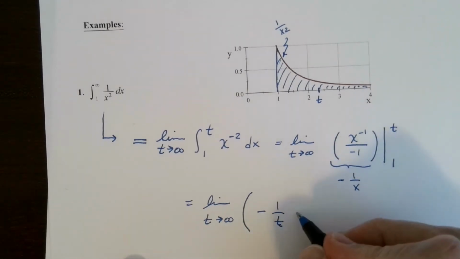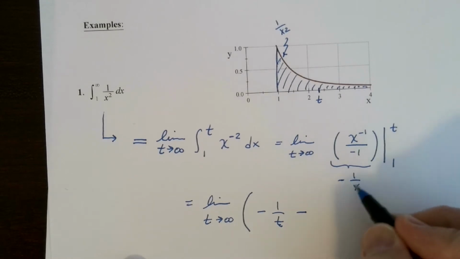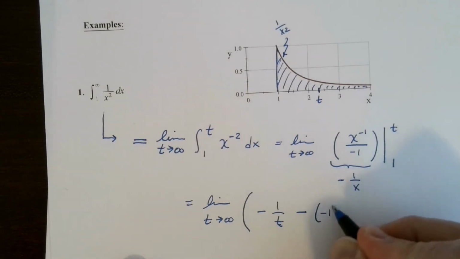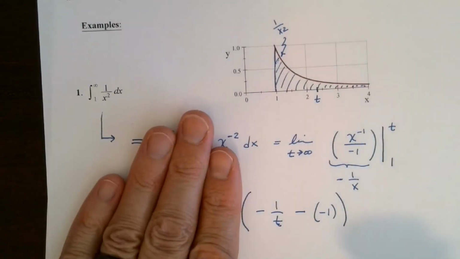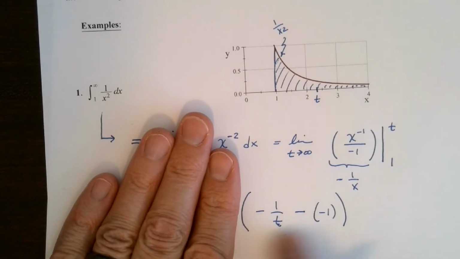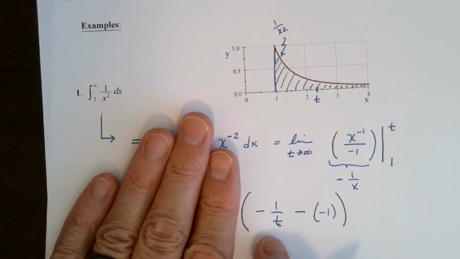And then minus a negative what? 1 divided by 1? A negative 1. Minus a negative 1. Of course, it becomes plus 1 here. Okay. But now, for any value of t, I can find the area under this curve from 1 to t, right? It's going to be basically negative 1 over t, plus 1, or 1 minus 1 over t.